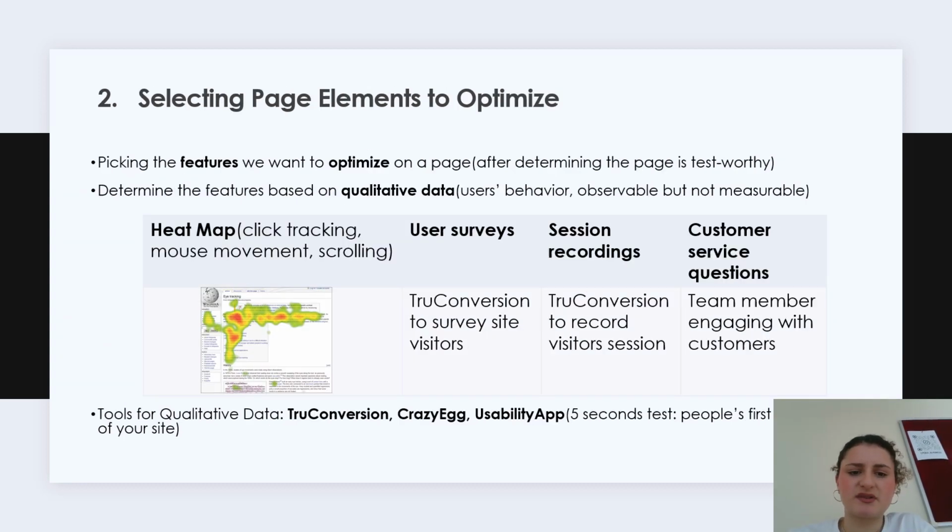The second step is to select page elements to optimize. After determining the page is testworthy, we pick the features we want to optimize based on qualitative data such as the heat map, click tracking, mouse movements, scrolling, the user surveys we make, the session recordings, and then customer service questions we engage with the customers who buy there.